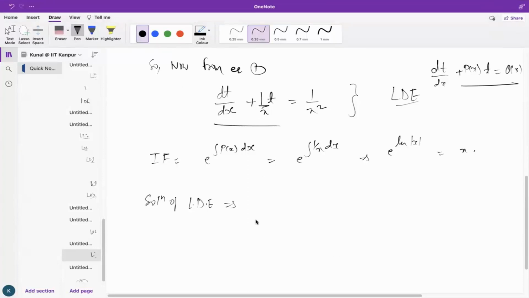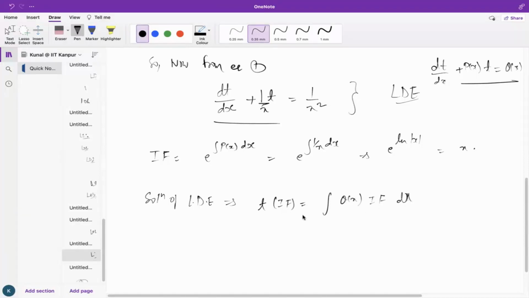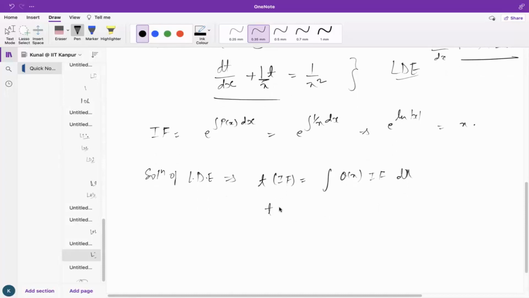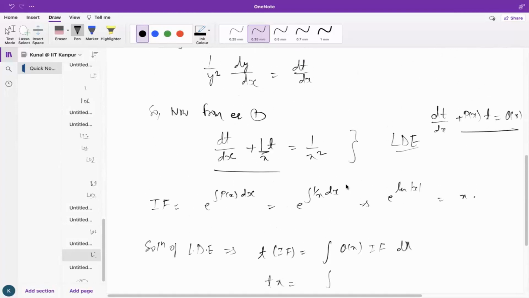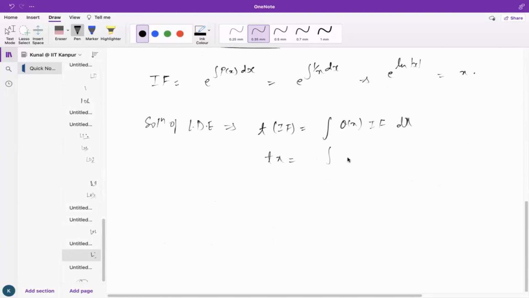So we can write here t into integrating factor is equal to integration of Q(x) into integrating factor dx. Here t, and the integrating factor is nothing but x. And what's our Q(x)? Our Q(x) is nothing but 1 by x square. So 1 by x square and integrating factor is x, dx.